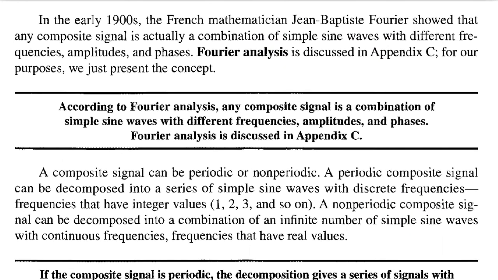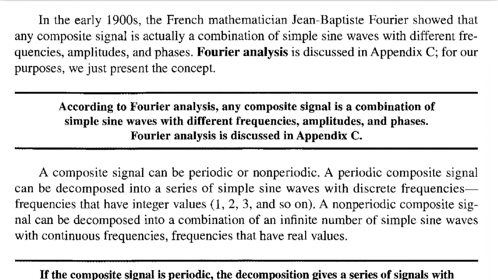In the early 1800s, the French mathematician Jean-Baptiste Fourier showed that any composite signal is actually a combination of simple sine waves with different frequencies, amplitudes and phases. Fourier analysis is discussed in Appendix C. For our purpose, we just present the concept. According to Fourier analysis, any composite signal is a combination of simple sine waves with different frequencies, amplitudes and phases.